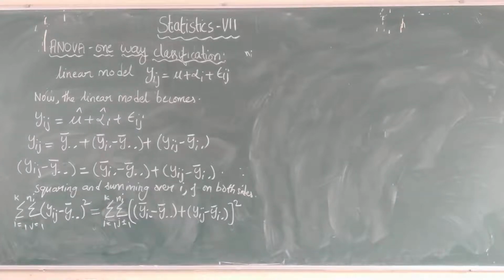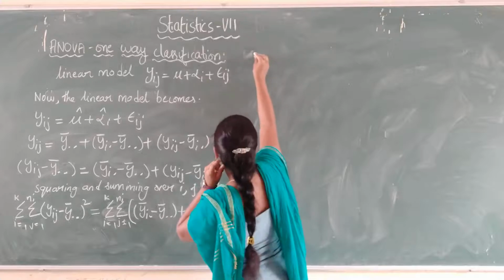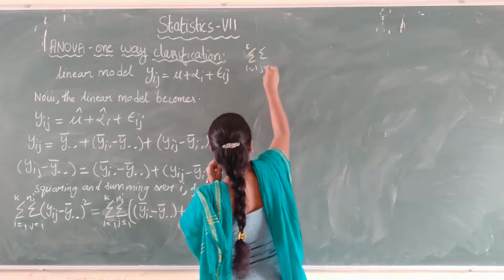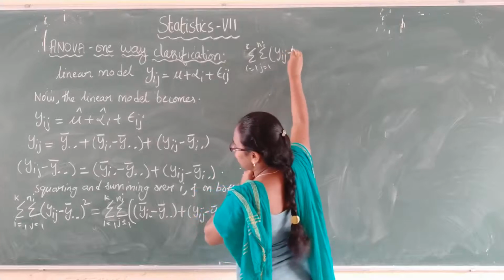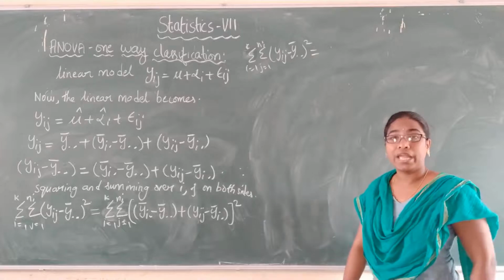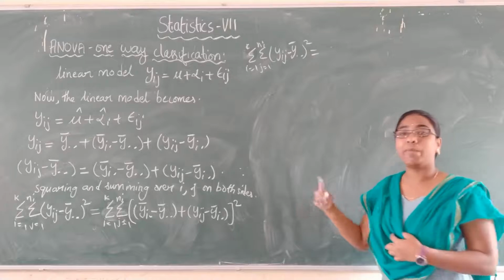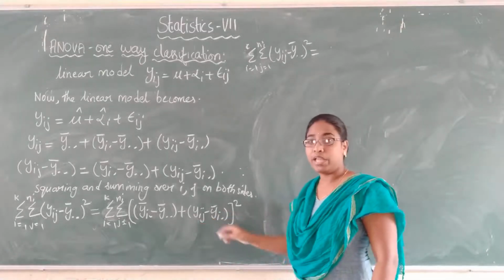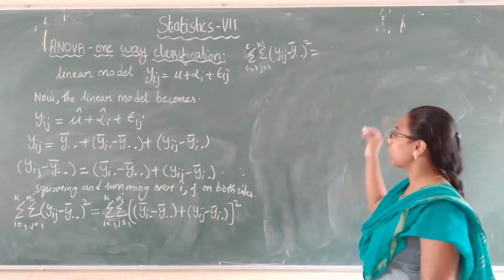So the left hand side remains the same, that is double summation, i equals 1 to k, j equals 1 to ni, yij minus y double dot bar whole square equals, so squaring a plus b whole square. I am simultaneously applying the summation also. First we get a square plus b square plus 2ab and the summation will be outside, right? So while expanding, I am applying the summation also.